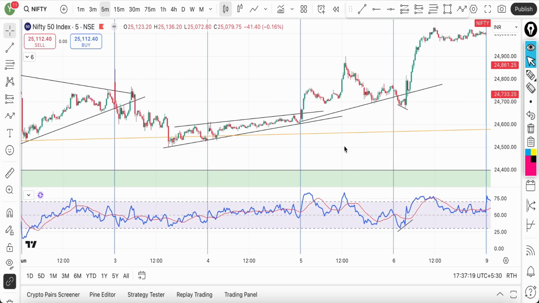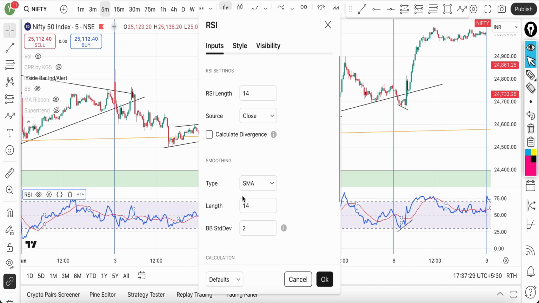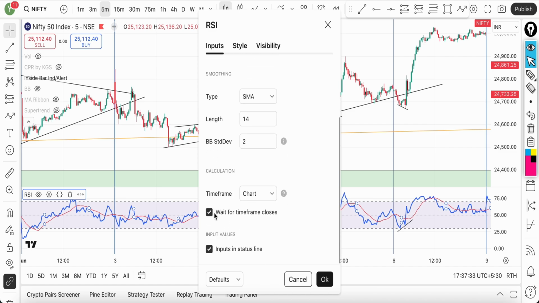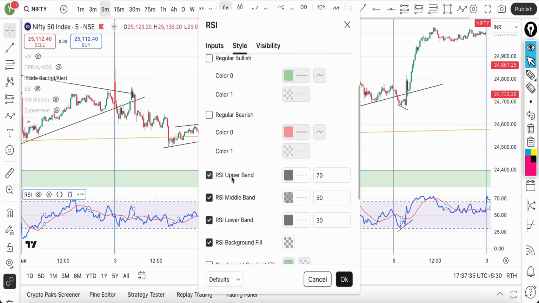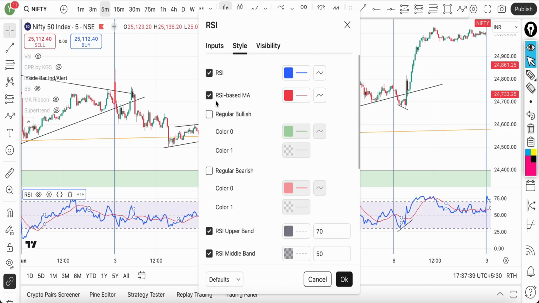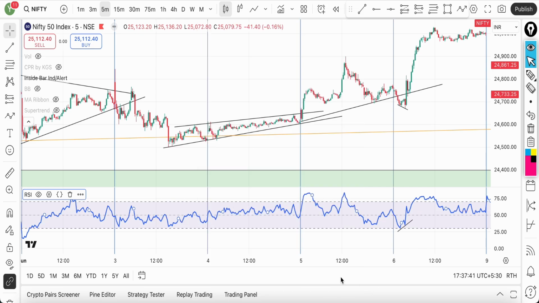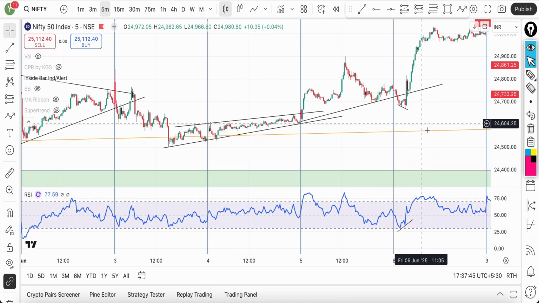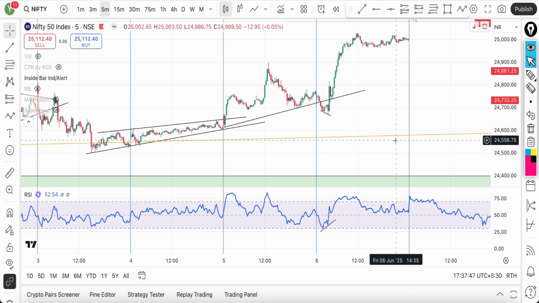What I would want you guys to do is put up the RSI chart. You can remove the moving average, that is of no use. It comes as an RSI based moving average, but we don't need it. We just need to look at the RSI and price action movement. So please try to do a back test on it.